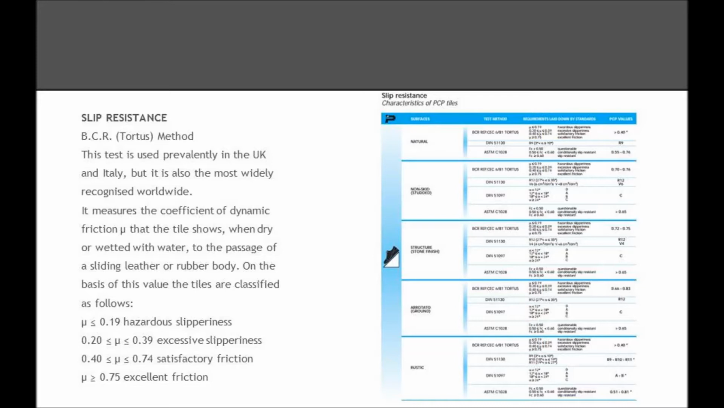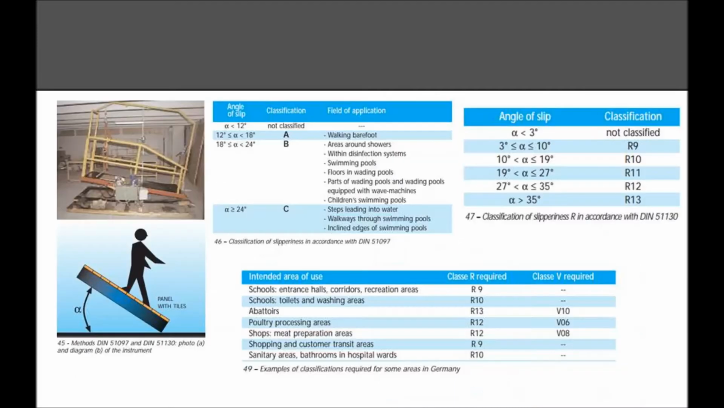On the basis of the mu value, the tiles are classified as follows: hazardous, slipperiness, excessive slipperiness, satisfactory friction, excellent friction. Furthermore, there are tests that are conducted on porcelain when it is placed at a certain angle. This is of course again for safety measures, to classify the level of slipperiness according to a certain angle, and once again this is for safety measures.